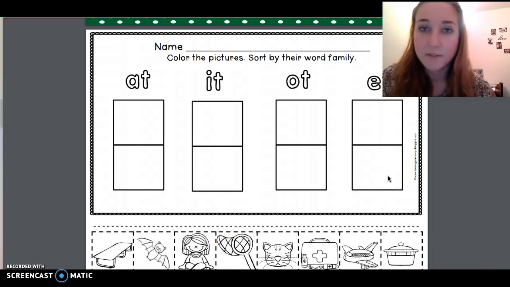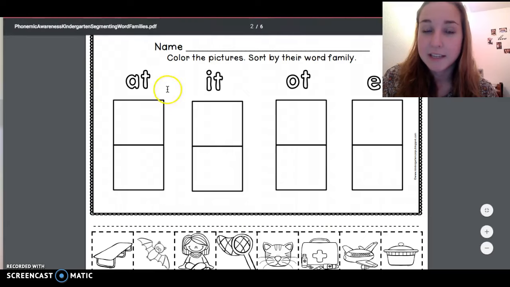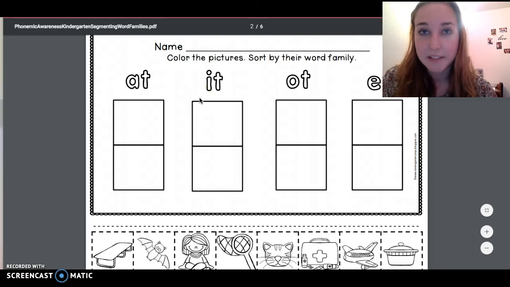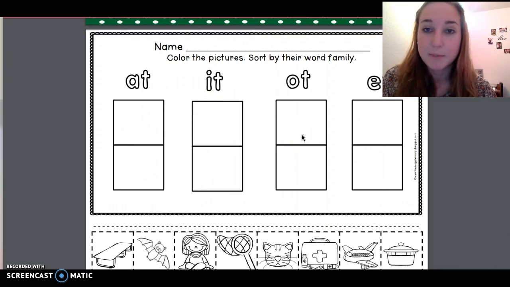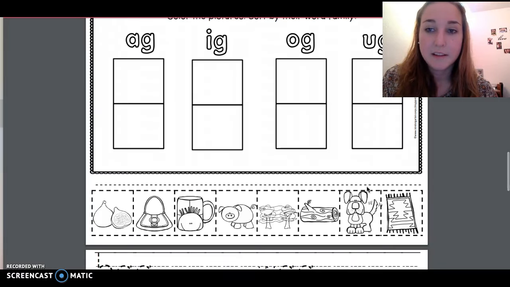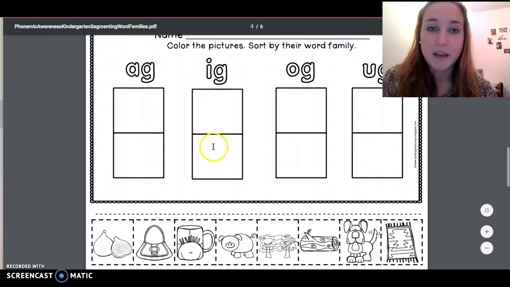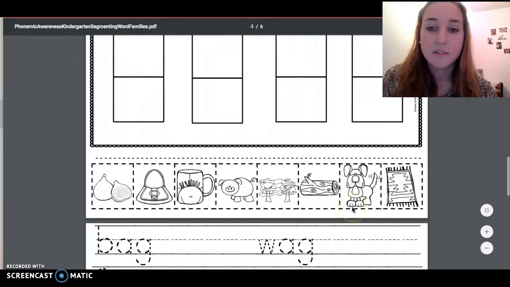And so you could show the students, like, yes, those words rhyme because they have the same exact endings, and you have to categorize them by their sounds that they have. So their word families have the exact same sounds in them, so that's a good way for you to explain that to them. Okay, and then there's another one down here with different word families. So we have ag, ig, og, and ugh.